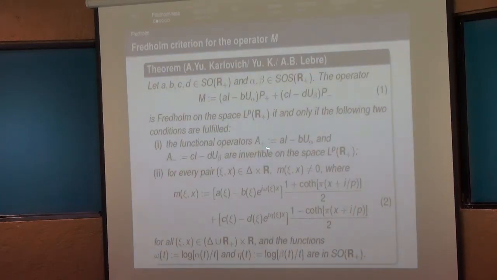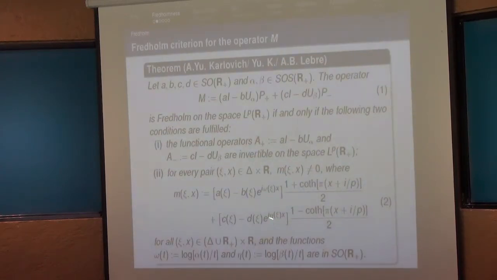The functional operators A plus and A minus are invertible on this space, and we have the influence of endpoints 0 and infinity. So at these points, we consider the function m small of psi x, and this function should be different from 0 for all points psi x in such Cartesian product of delta by the real line. Moreover, this function is defined for psi in such sets, the maximal ideal space of slowly oscillating functions, by the following formula. So this is the influence of functional operators.